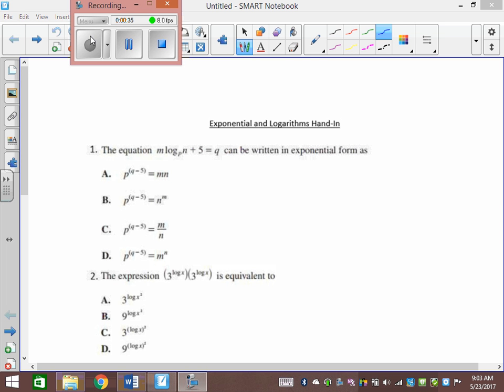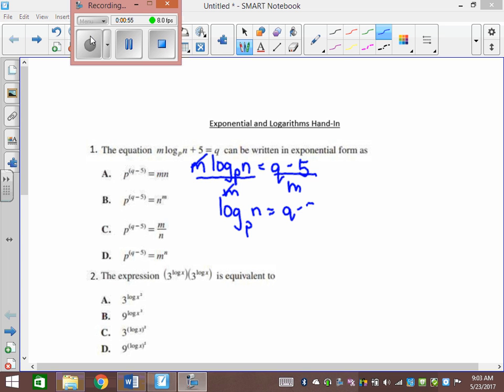So we have to move the 5 first. So we're going to get m log p n equals q minus 5. And then we divide by m. And we get log p n equals q minus 5 over m.